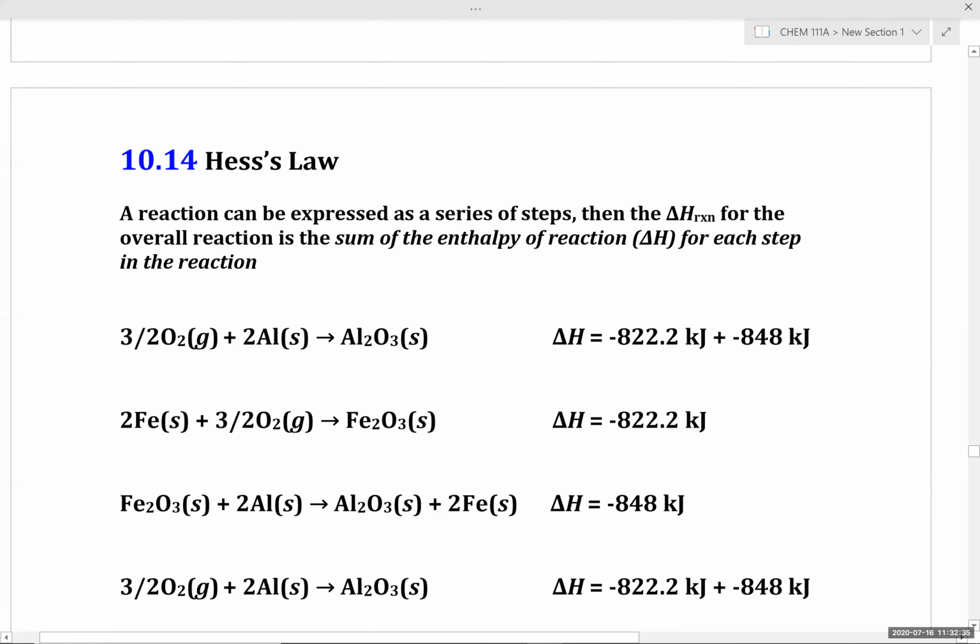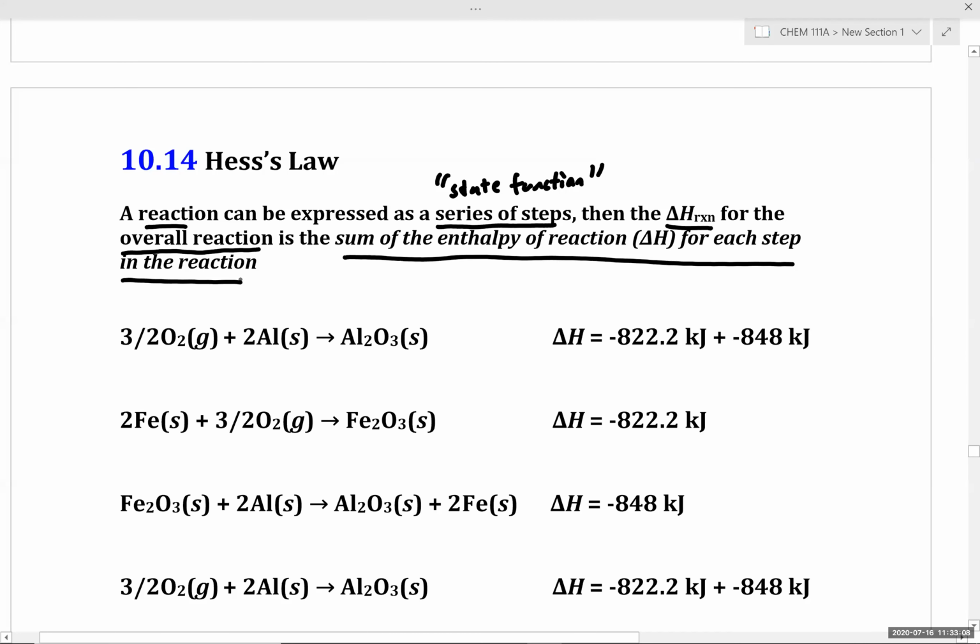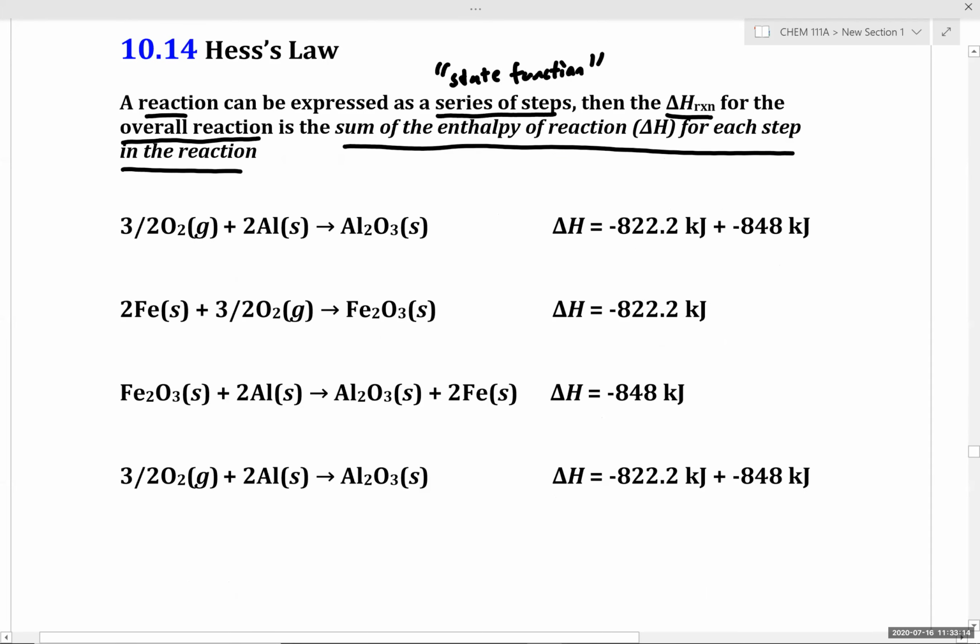So Hess's law is an application of state functions. Let's work on this basic idea. A reaction can be expressed as a series of steps. That sounds like a state function to me. Then the enthalpy of reaction for the overall reaction is the sum of the enthalpy of reaction for each individual step. So let's look at the following example.